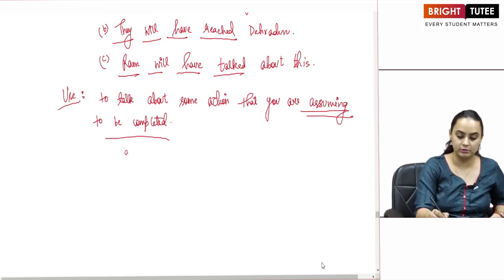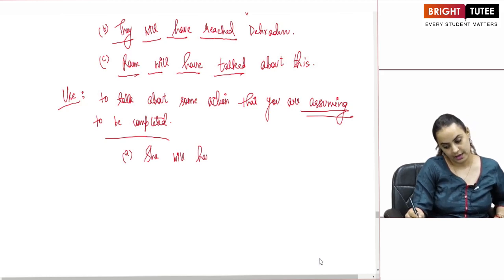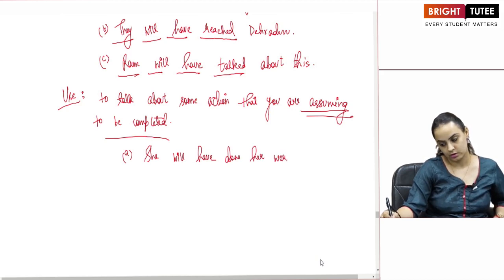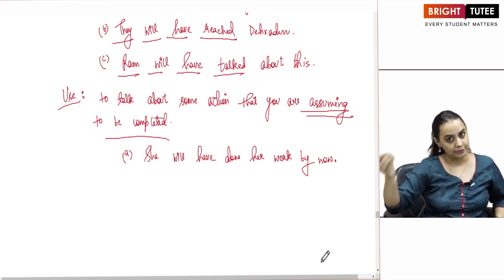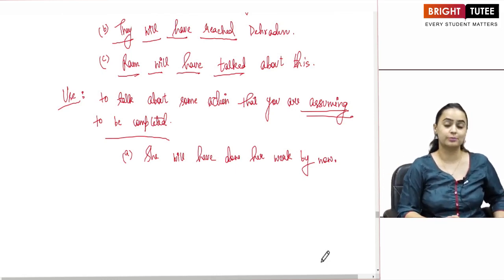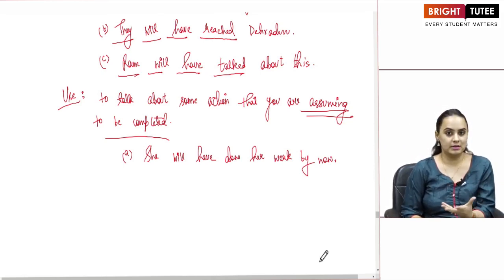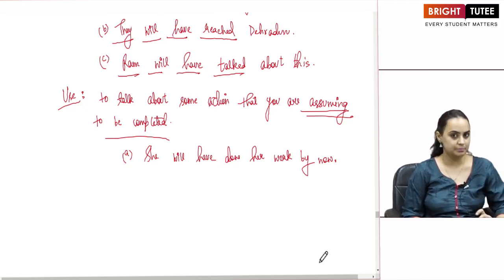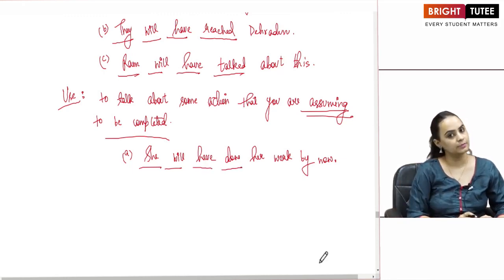For example, she will have done her work by now. I don't know whether she will have completed it or not. There is a strong possibility that she is still working on it. But I am just assuming that by now she will have completed her work. So she plus will plus have, third form of the verb and the object.